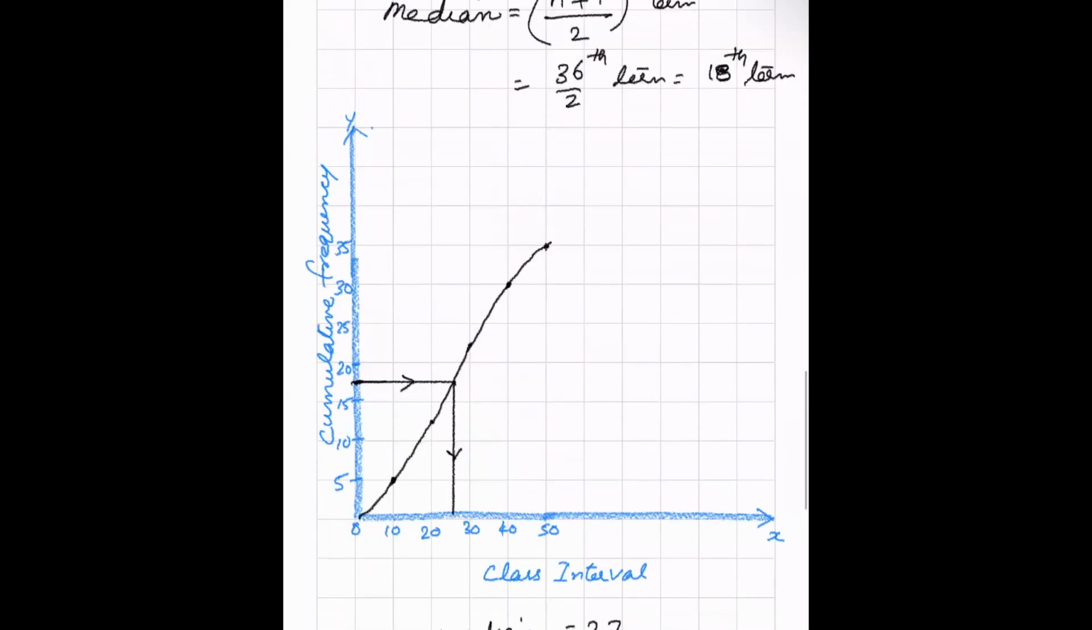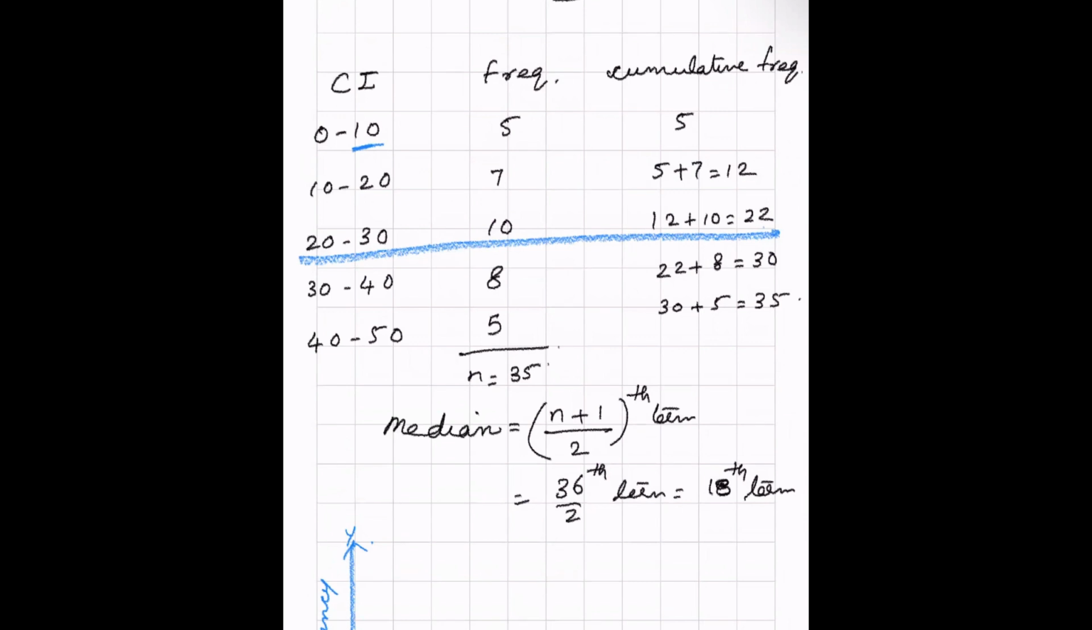We were able to understand in which class the median is going to lie. Because it was the 18th term, we know that the class is going to be 20 to 30. And what is the exact median? For calculating that, you need to draw the graph. But you already understood that the median is going to be in the range 20 to 30. So this class is called the median class. This class is known as the median class.